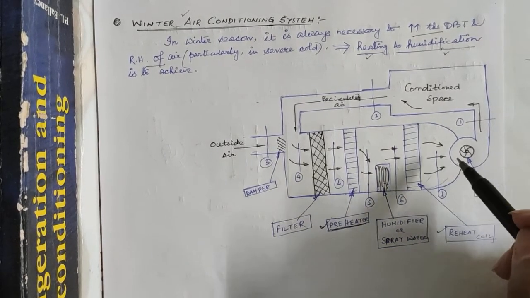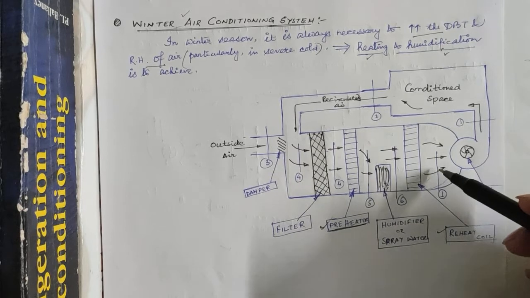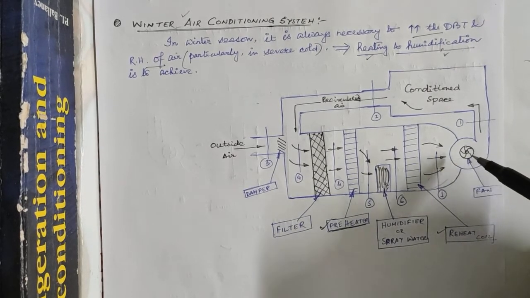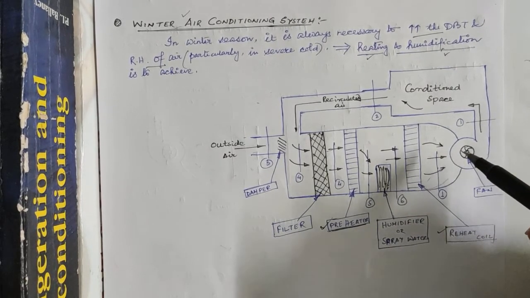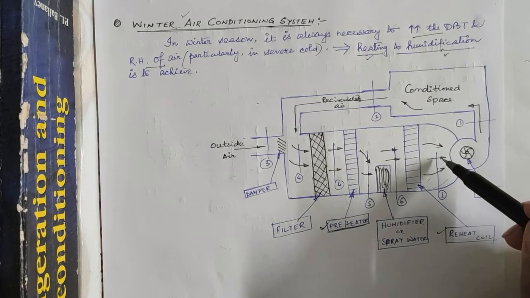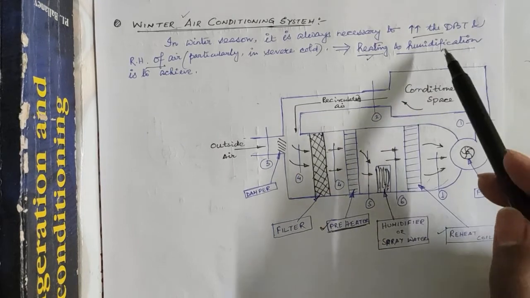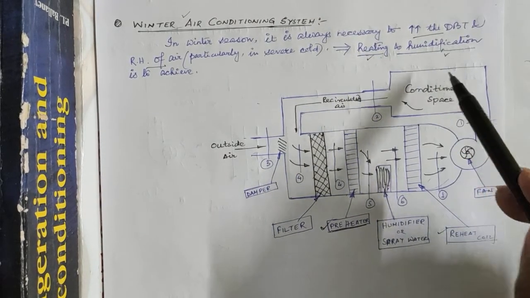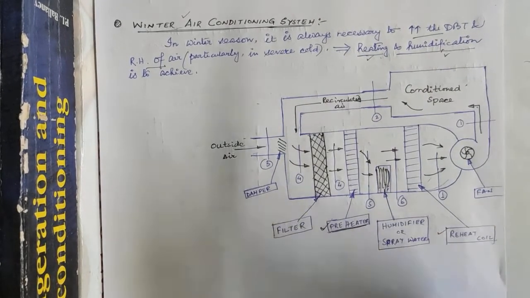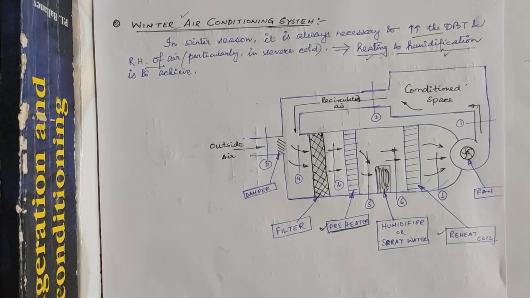Now this conditioned air, after passing through this reheat coil, is to be passed over this fan. The function of this fan is to supply the proper conditioned air into the conditioned space for achieving heating, or for achieving the comfort condition of the space during the winter season.